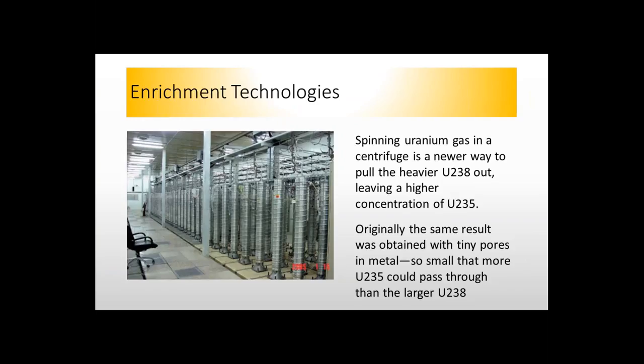Traditionally the old method was different. Spinning uranium gas in a gas centrifuge is now a newer way to pull out the uranium-235, leaving a higher concentration of 235.